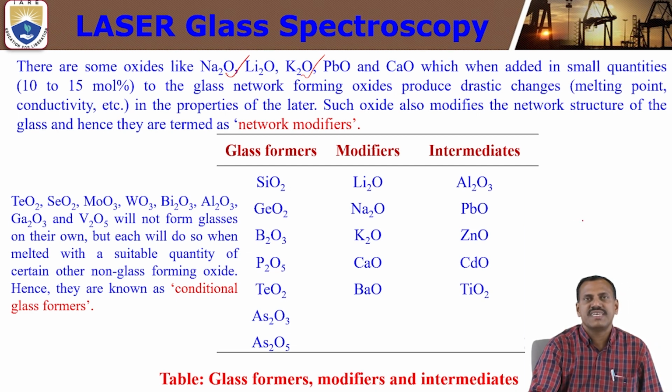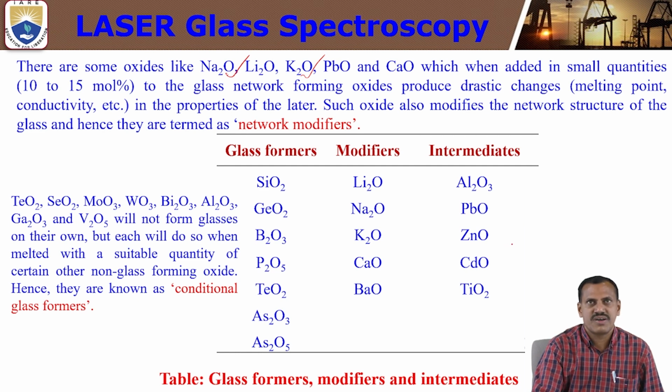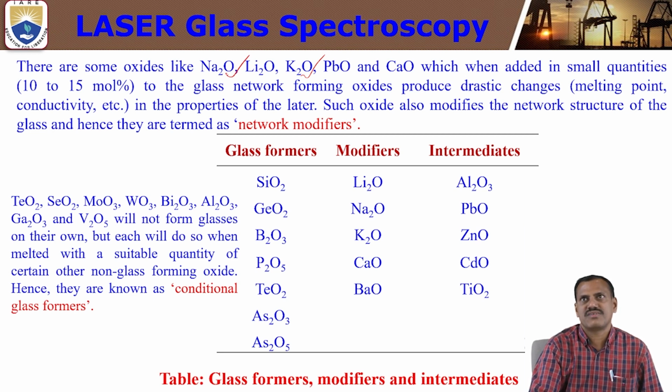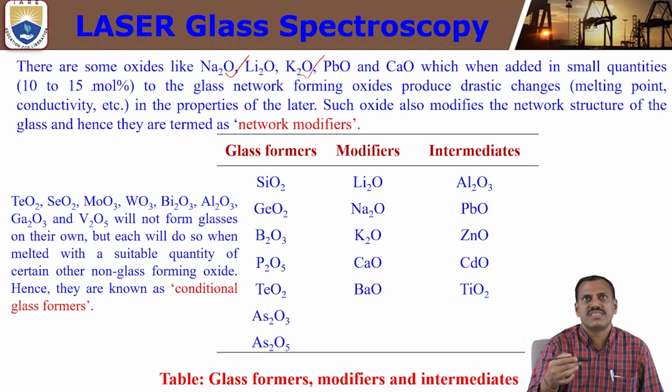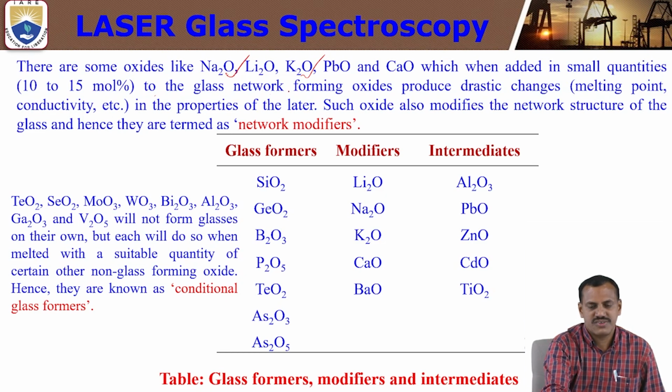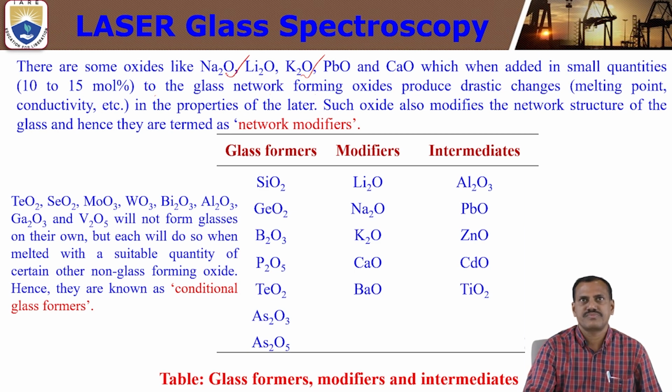So whenever you add the network modifiers to the glass formers, that is sodium oxide, lithium oxide, potassium oxide, lead oxide, and calcium oxide, we have to use a very low concentration, in the range of 10 to 15 mole percentage. Added to the glass network formers, these oxides produce drastic changes in melting point and conductivity.